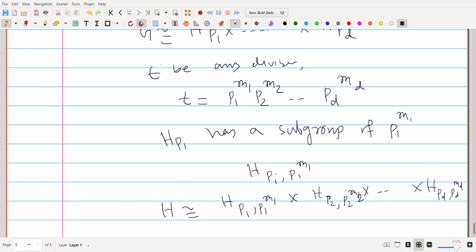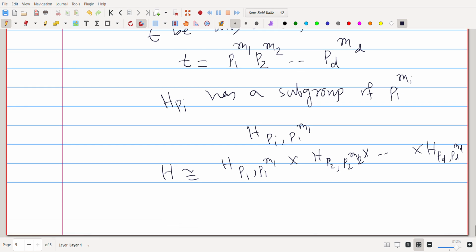So the last one follows directly from the fundamental theorem of finitely generated abelian groups. Here it is a finite abelian group. Okay, hence all the 4 options are correct here. Okay, go to the next one.